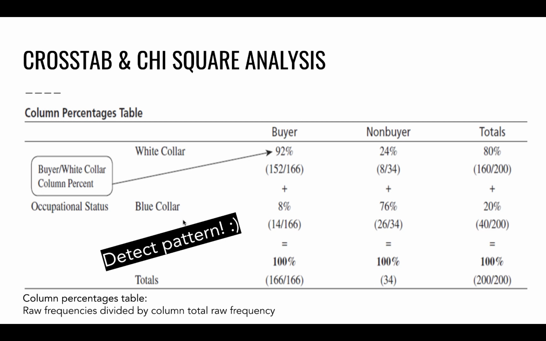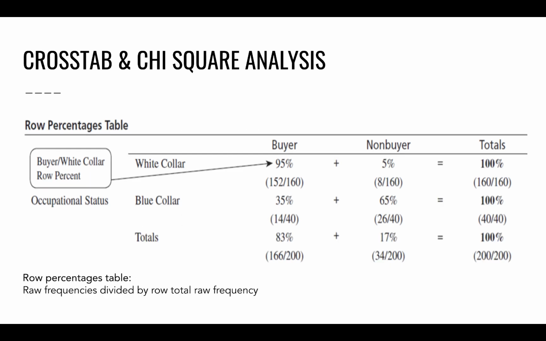Now, a fourth way of looking at this data is by row percentages. So with row percentages, you again have your cell frequencies, 152, 8, 14, and 26, and you divide them by your row total, 160 in this case, and here 40. So you work with the same data, but you have different percentages.